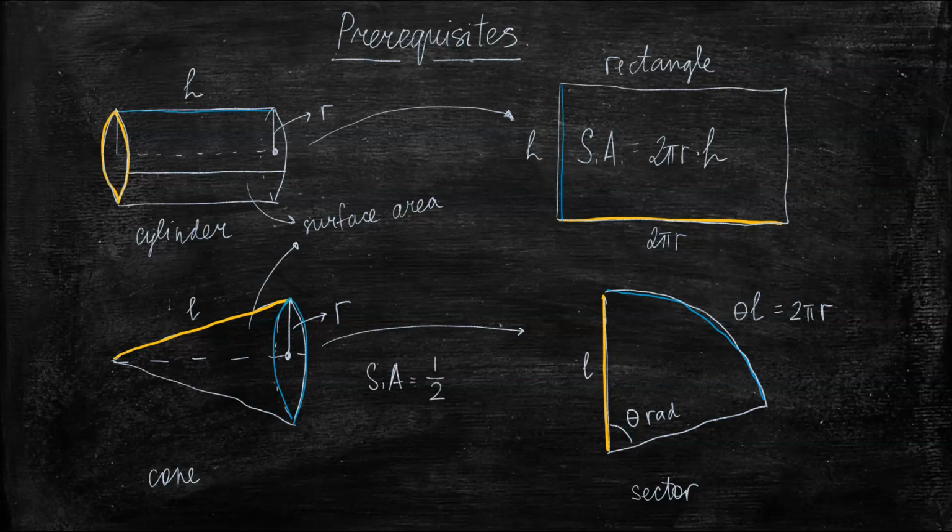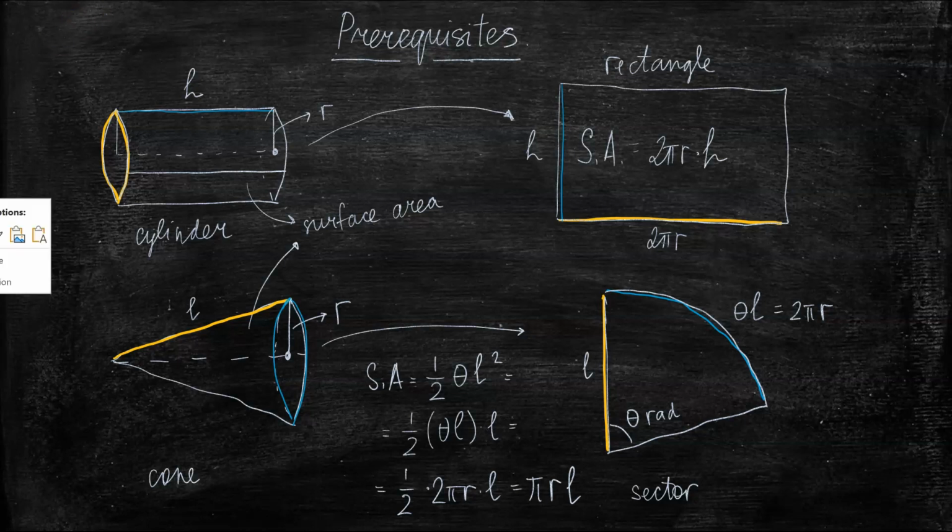We just use this formula from trigonometry, 1/2 theta L squared, and then we can rewrite it like this. I'm just manipulating to end up with something nice, and theta L is exactly the same as 2 pi r, and L, if we just leave it alone, then we get this formula, pi r L. So we know how to find the surface area of a cone.